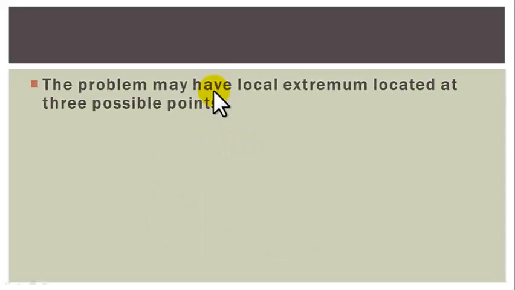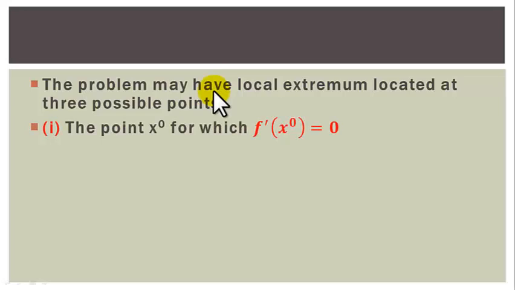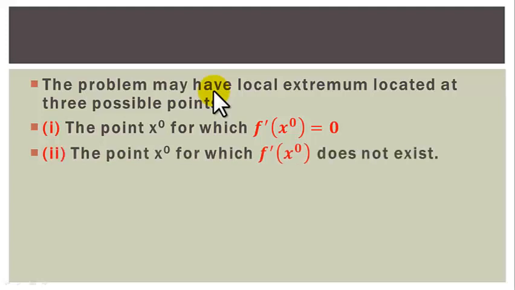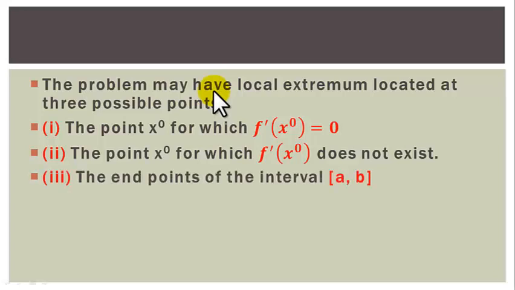We know that the problem may have a local extremum located at 3 possible points. 1. The point x0 for which the first derivative is equal to 0. 2. The point x0 for which the first derivative does not exist. And 3. The endpoint of the interval ab.